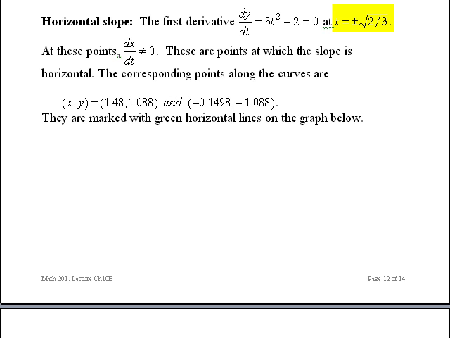Now we have to find the points along the curve that correspond to these horizontal slopes so we can draw them in. So we substitute t equal to the square root of 2 over 3 and t equal to minus the square root of 2 over 3. And we substitute that into our original equations, and we find values for x and y at those particular times.